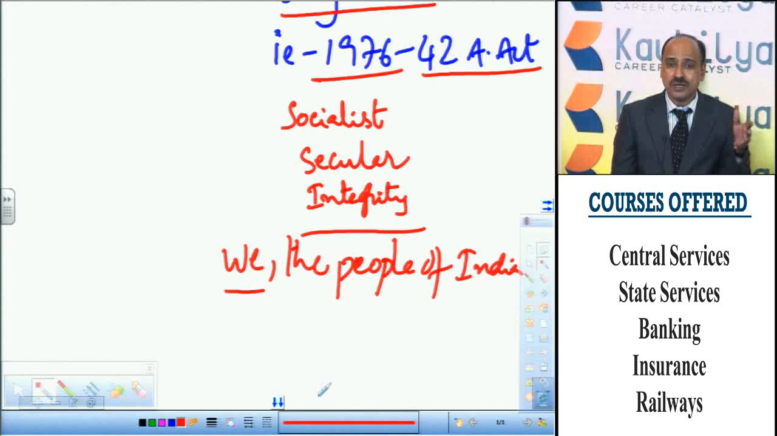Different concepts are there in our preamble. That's why the preamble is a mixture of different countries, not borrowed from one single country. That's why we did not write the preamble in the sources of our constitution. The reason is that it is a mixture of different countries. These are the main points we have to concentrate on about the preamble.